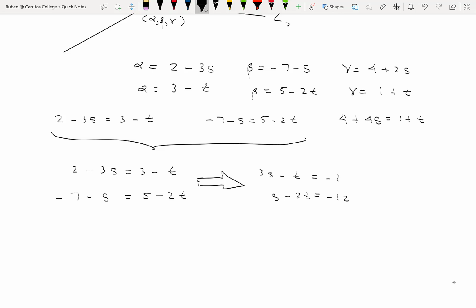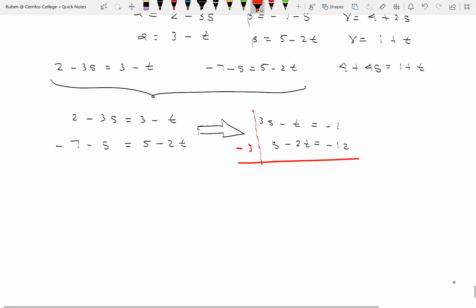And I'm going to solve this system for s and t. Now, at this point, you have several methods for solving systems. I think what I'll do is take the second equation and multiply it by negative 3 and then add the two equations together. You can use whatever method you're comfortable with.